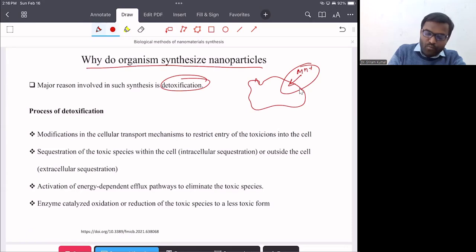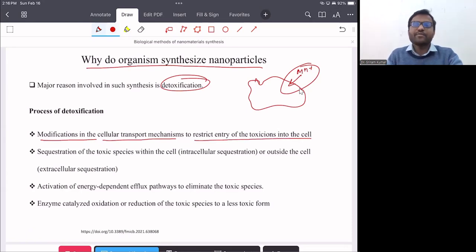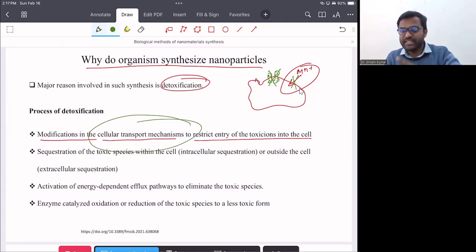So let's understand the first one: modification in the cellular transport mechanism to resist entry of the toxicant into the cell. Whenever any metal ions try to enter a cell, what happens? The bacterium has some kind of channel in the cell membrane or the cell wall, and that will change the mechanism by which these metal ions enter a cell. That is called the cellular transport mechanism. That will change the mechanism to resist entry of these toxic metal ions within the cell. So this is one kind of action the bacterium, or biological system, takes.